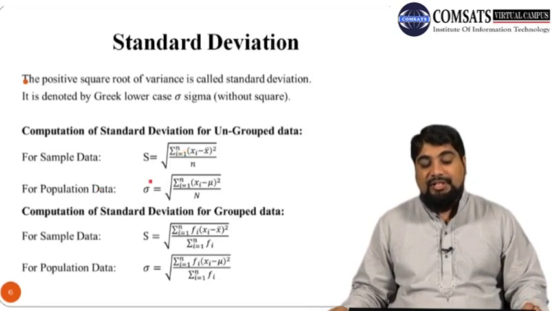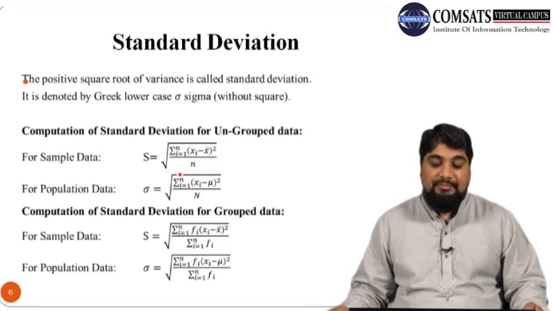Similarly, in case of population data, we have to replace this sample mean x bar with population mean mu, and we have to replace this small n with capital N, which denotes the number of observations in the whole population.